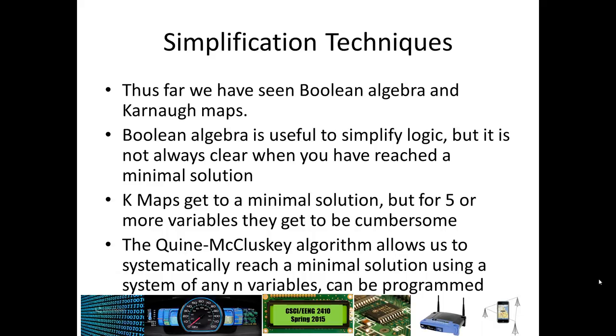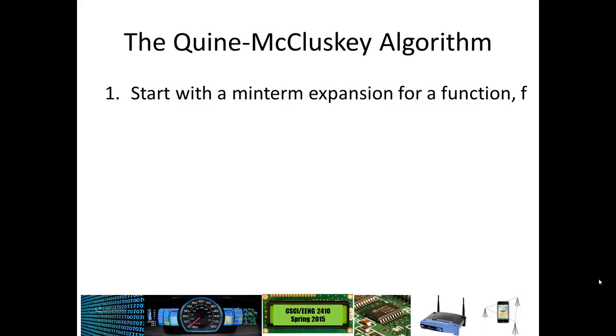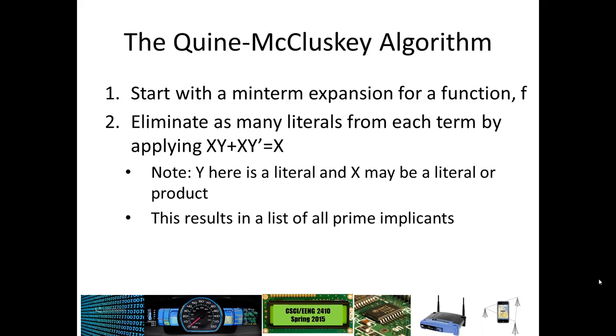So let's talk about this algorithm and how it works. The first thing you want to do is start with a minterm expansion for your function. That's why we have emphasized the notion of minterm expansions, going from truth tables into minterm expansions. The basic approach is you're going to eliminate as many terms from that as you can by combining things in the form that you see here. So if you have xy or xy prime, you remember that that can be reduced to simply x. And that's what we're going to do one layer at a time. Notice that x here can be simply a literal term, so an a, a b, a c, whatever your inputs happen to be. Or it could be a product, where you have a and b and c as your x.